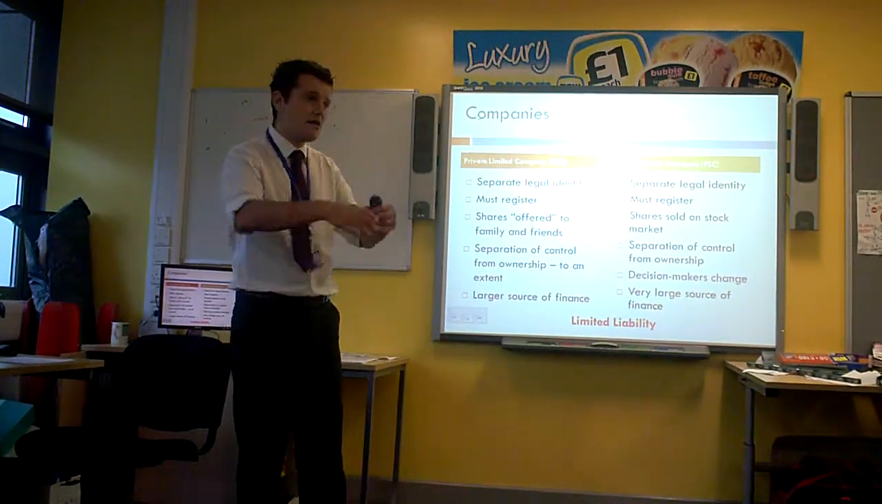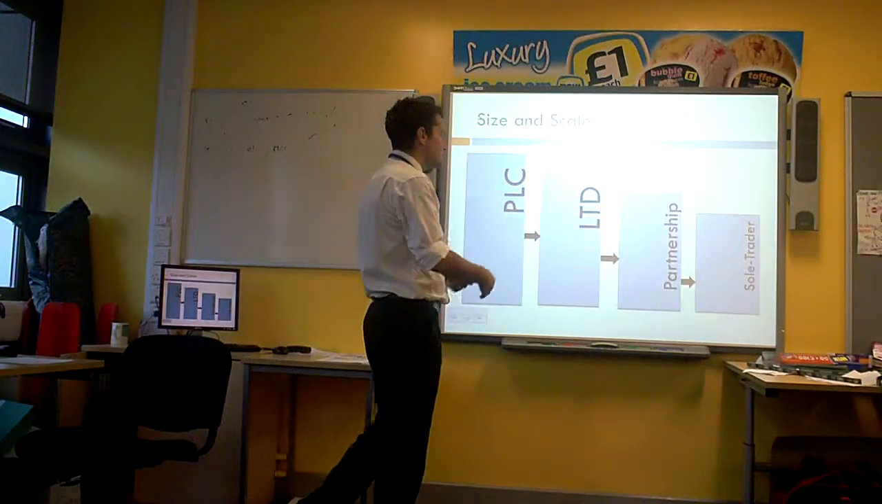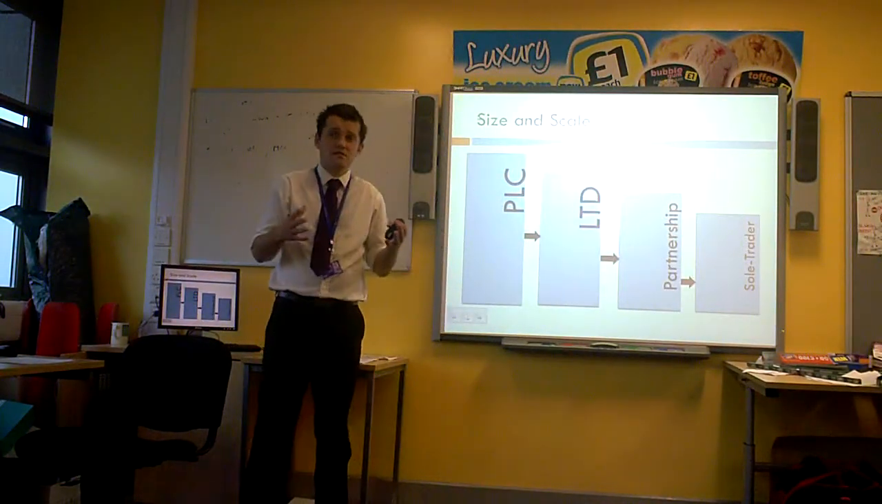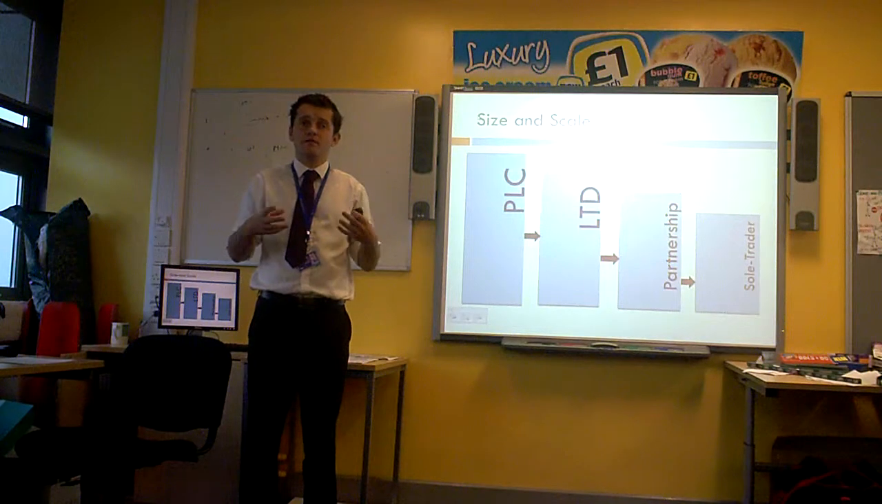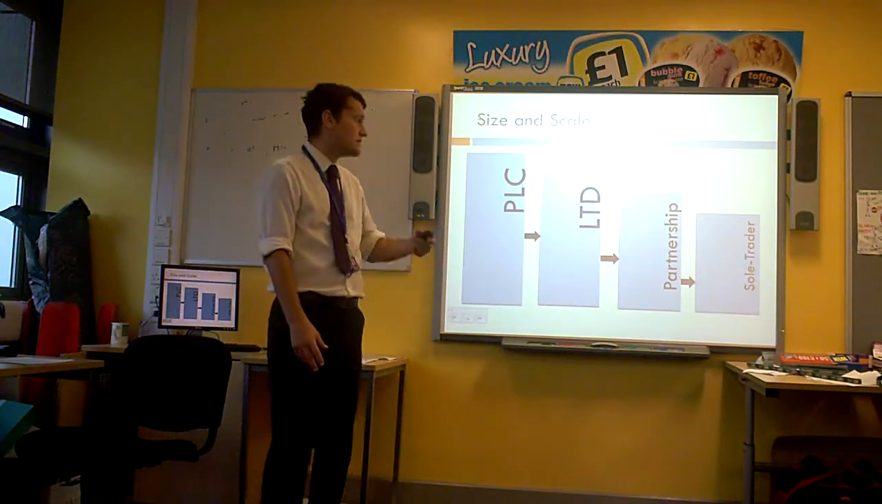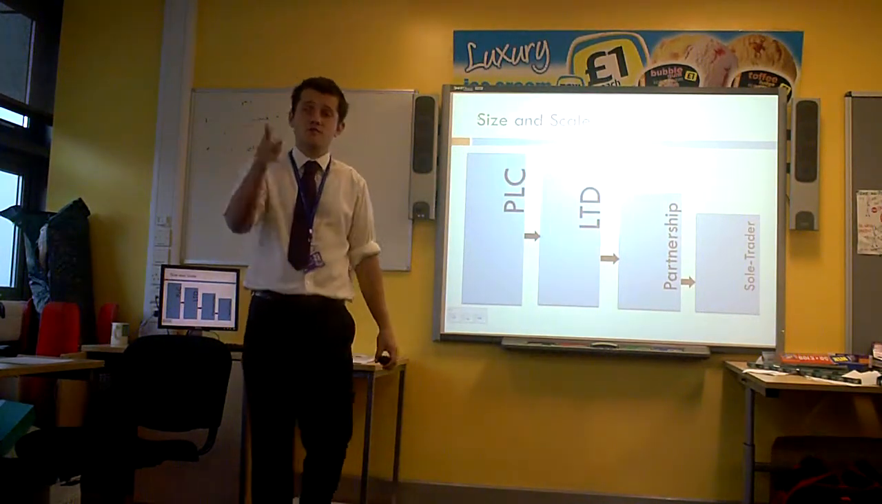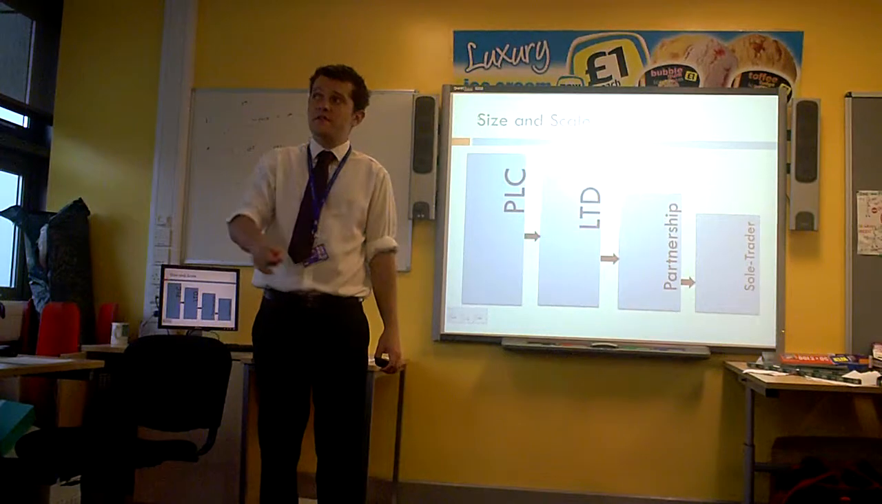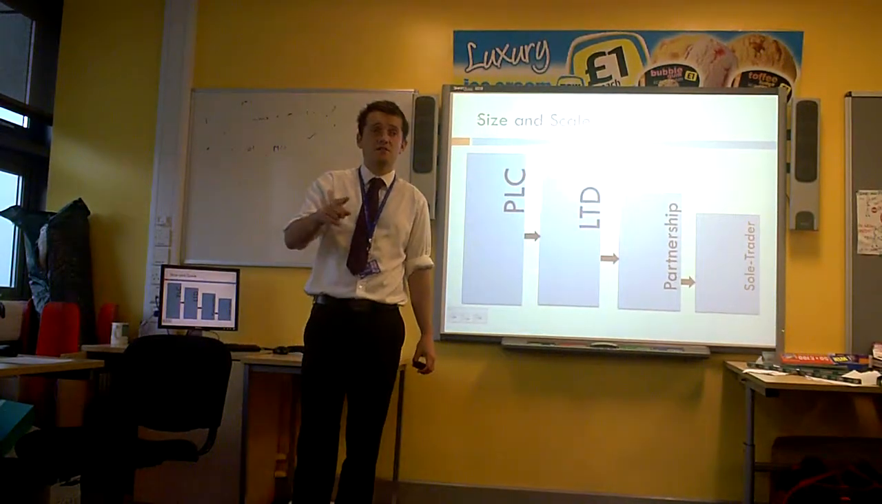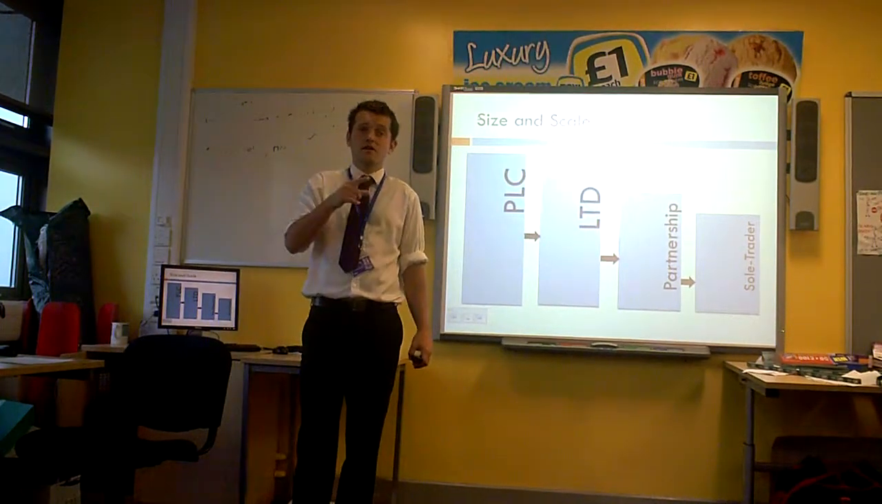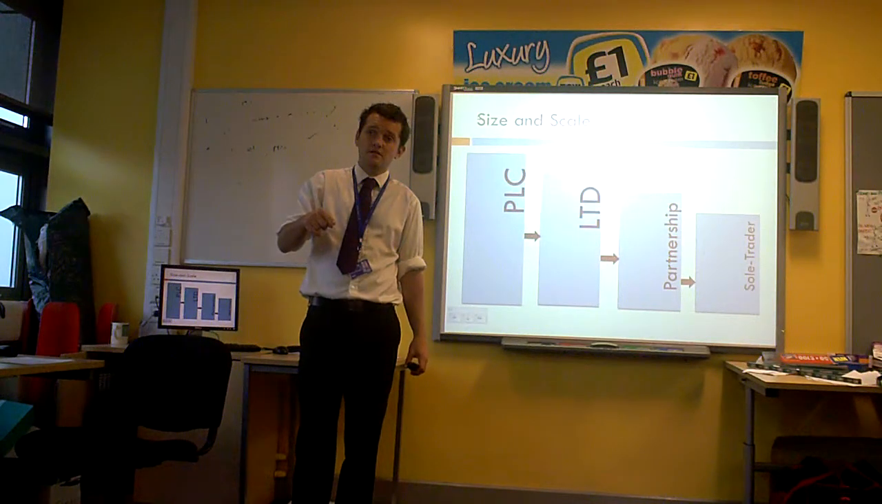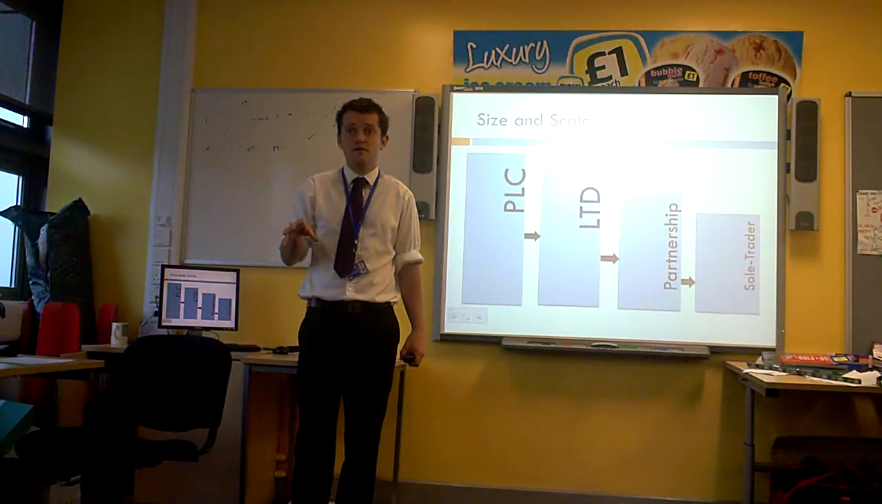So you can see that as size changes, so does the form of ownership. Your smaller businesses start as sole traders, go up to partnerships, to LTDs, to PLCs. It filters through. But you can see that the risks change, the rewards change, and the control changes because of the people involved.